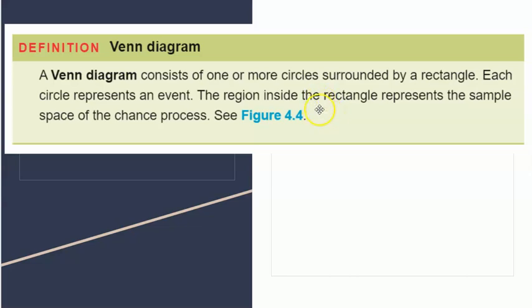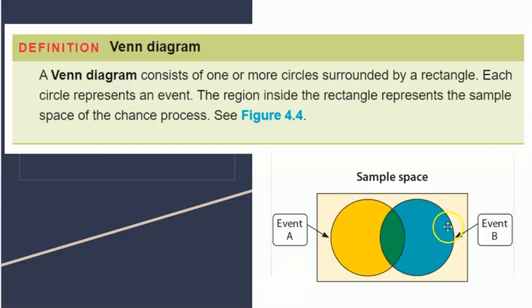So then it says see figure 4.4. Well, what figure is that talking about? This one. Okay, so here's our square-ish box rectangle thing, and we have two circles representing an event A and an event B. This is how Venn diagrams are used in probability to describe the outcomes of a chance event, a chance process.